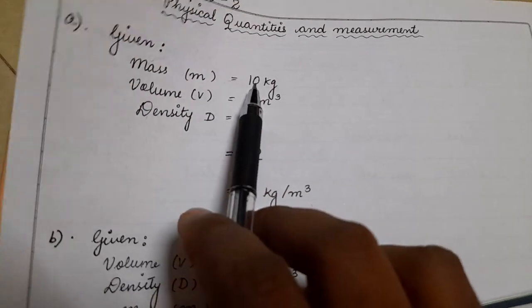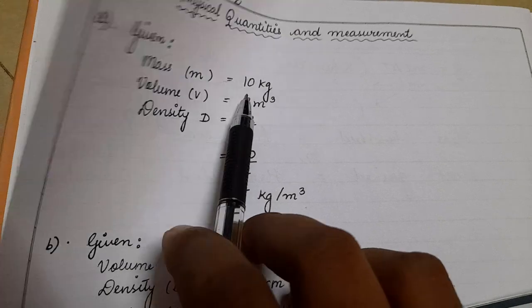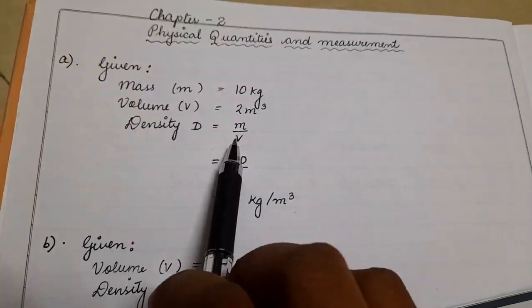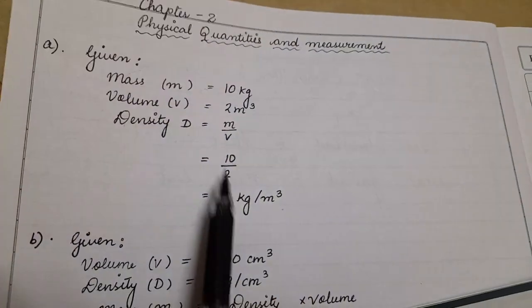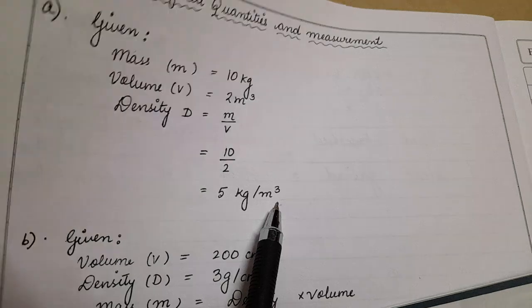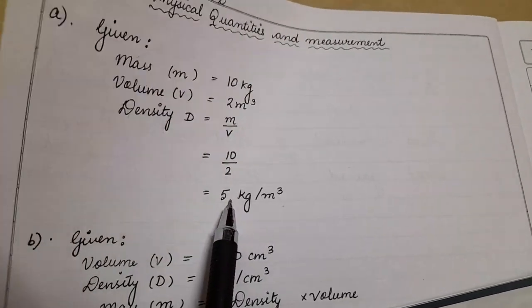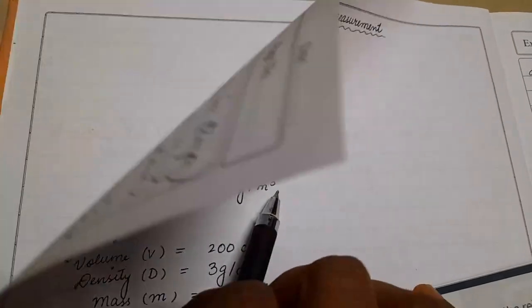What is the value of mass? 10. And what is the value of volume? 2. So in place of mass you write 10, in place of volume you write 2. So m by v will become 10 by 2. After that, when you cancel, you will get 5 kg per meter cube. So that will be my density.